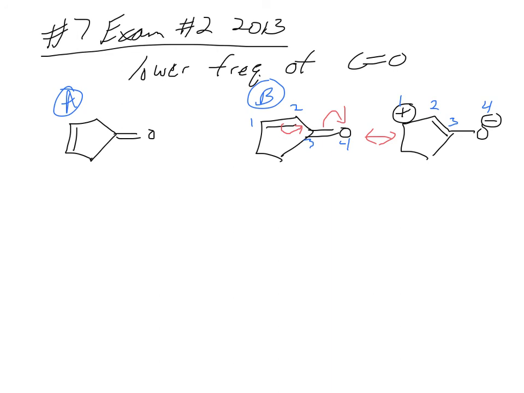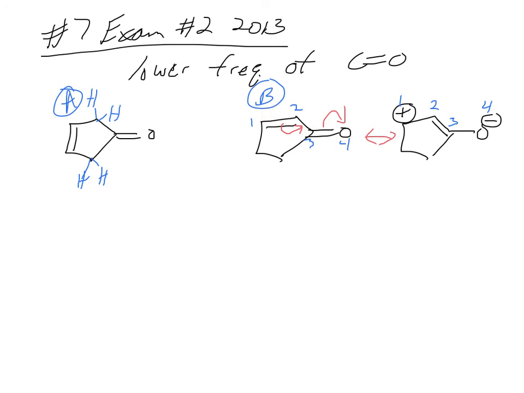Because in A, there are H's here, so I can't move this pi bond there. This pi bond's not close enough to this pi bond to move the electrons around through a pi system. The p orbitals need to be fully next to each other. So we did the resonance.